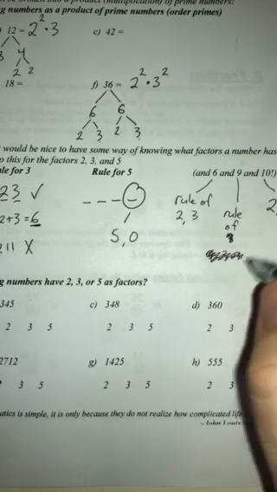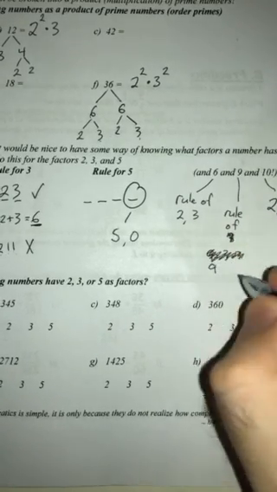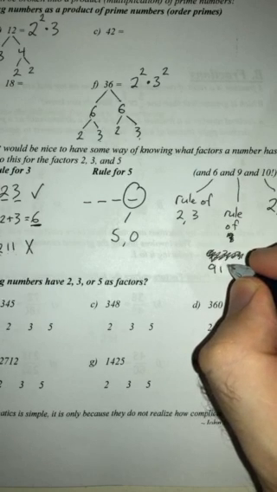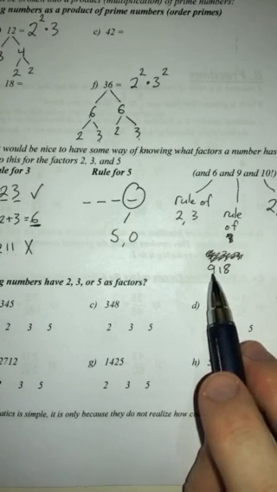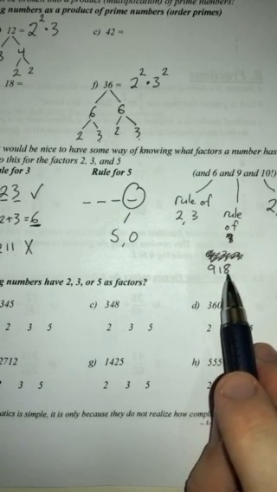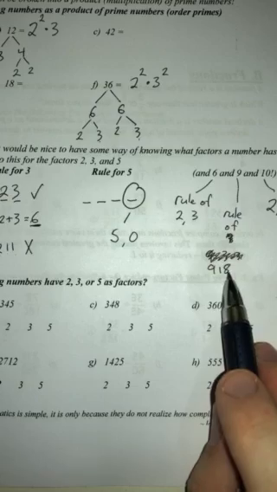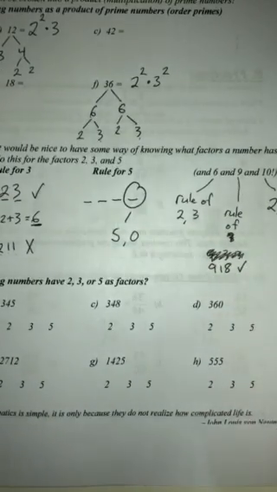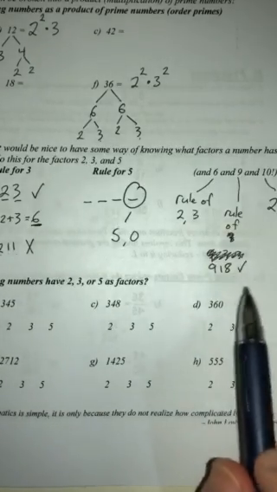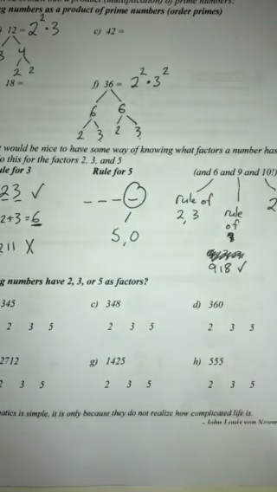If you had something like 918, so if you add the digits of this, we've got 9 plus 1 is 10, plus 8 is 18. So since 18 is divisible by 9, you can divide this by 9. So that's the rule of 9. I prefer that one rather than what I had explained before. So ignore that other part, do this part.